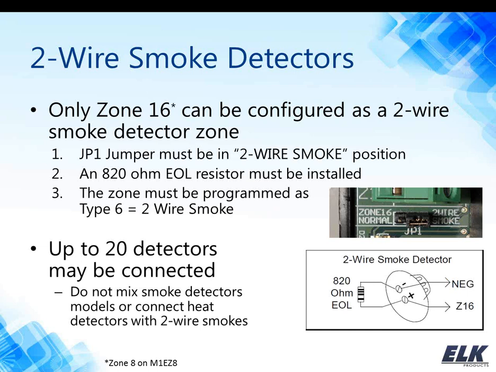We are going to have to move that jumper over to get it to work with that, and you do see we need to put an 820 ohm resistor across that 2-wire smoke detector. This is the only zone that you can connect 2-wire smoke detectors to. If you are using 4-wire smoke detectors, you can connect those to any of the zones on the M1 panel.